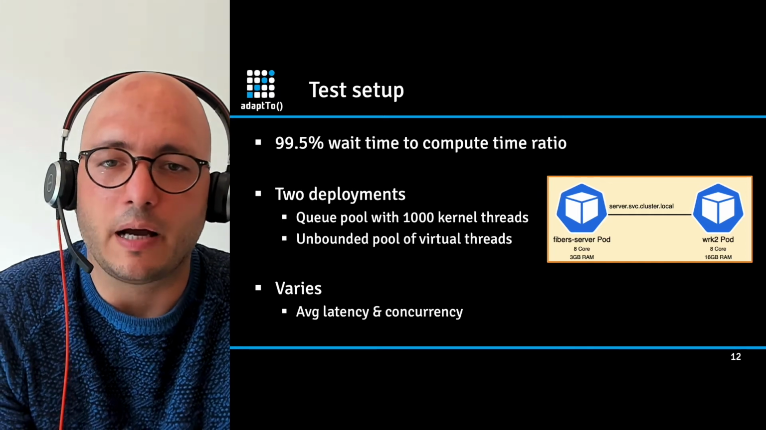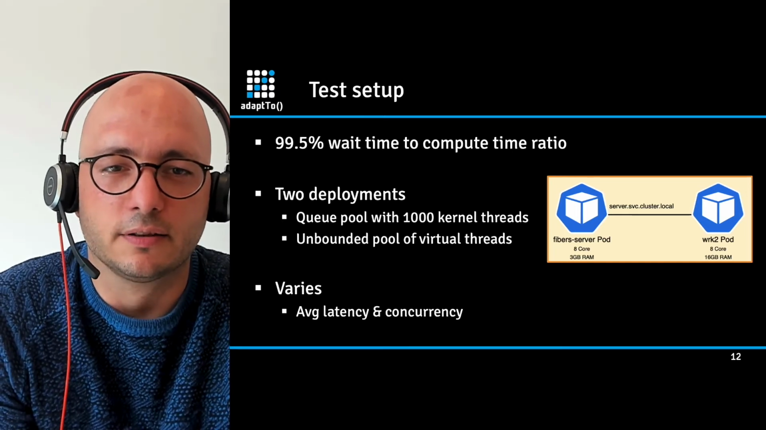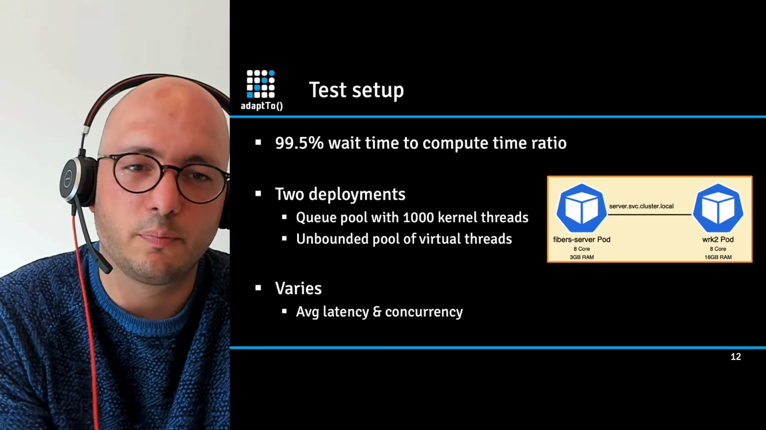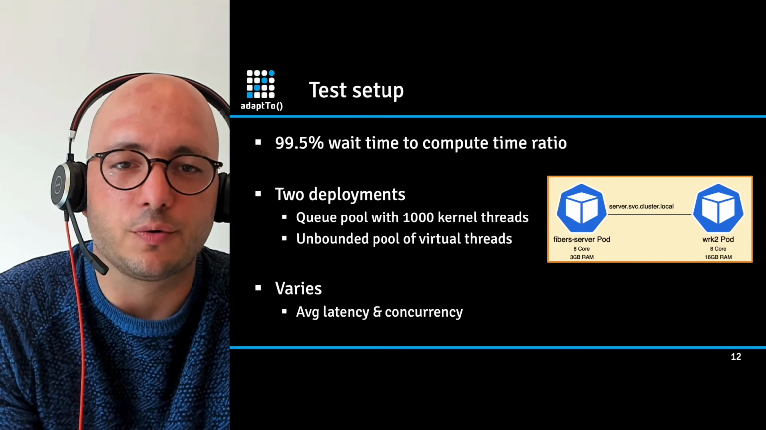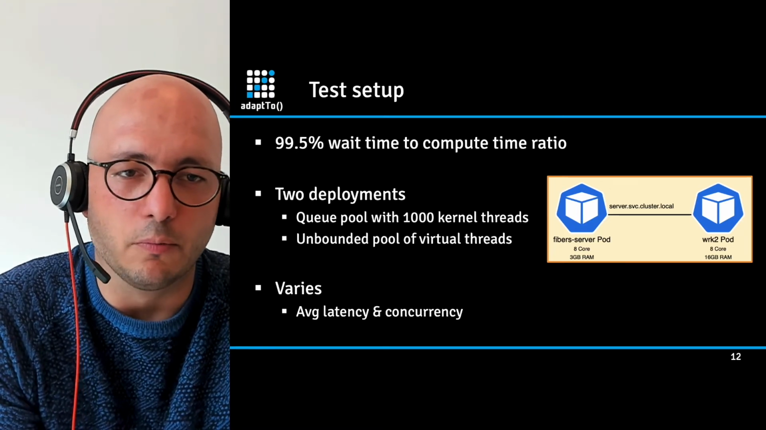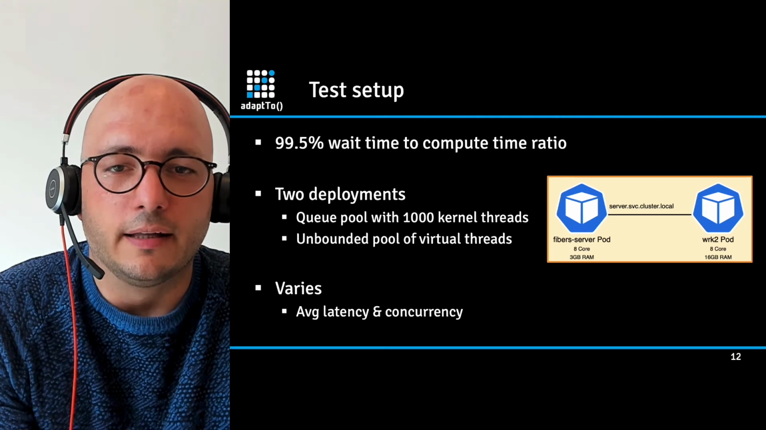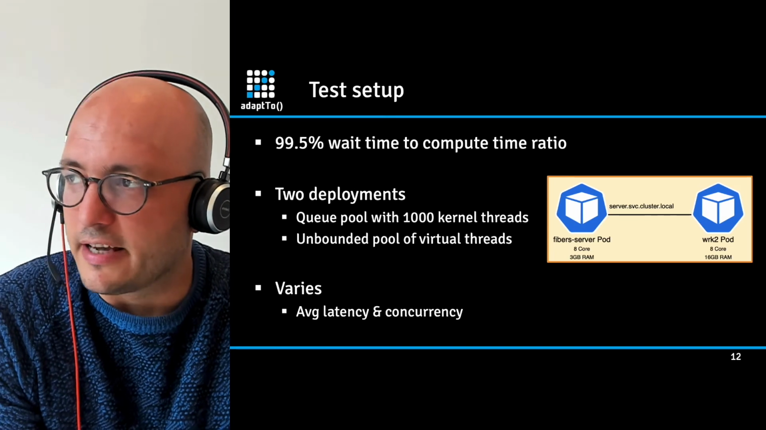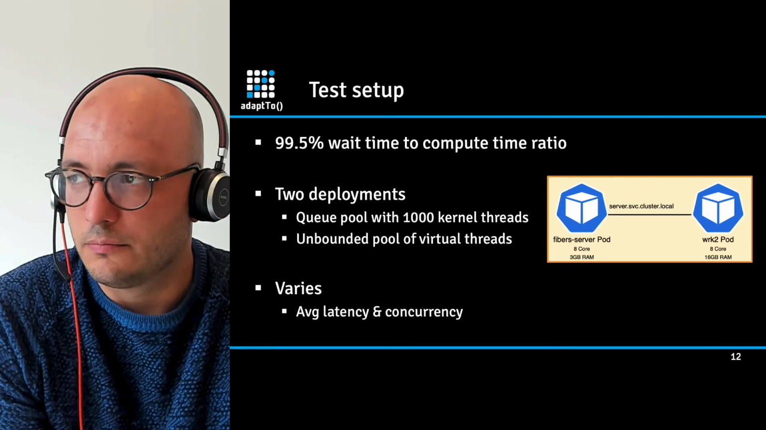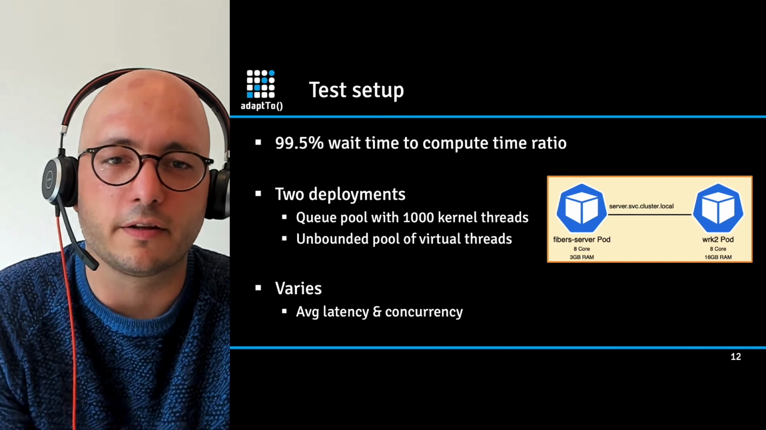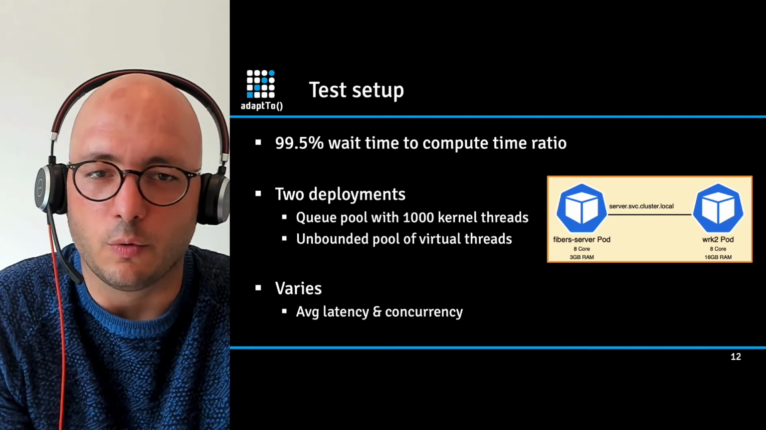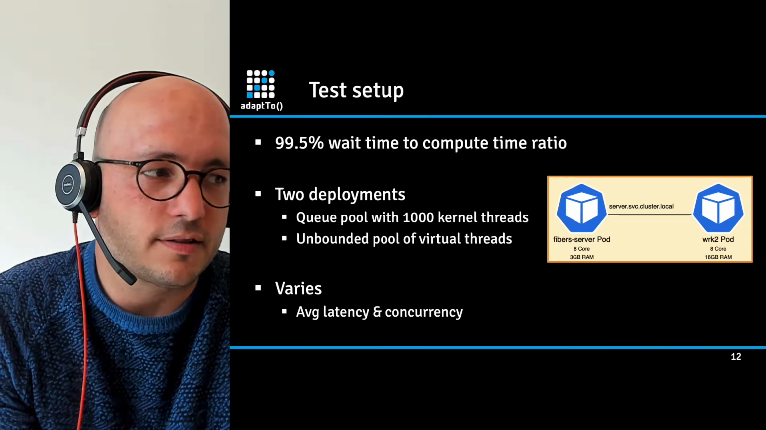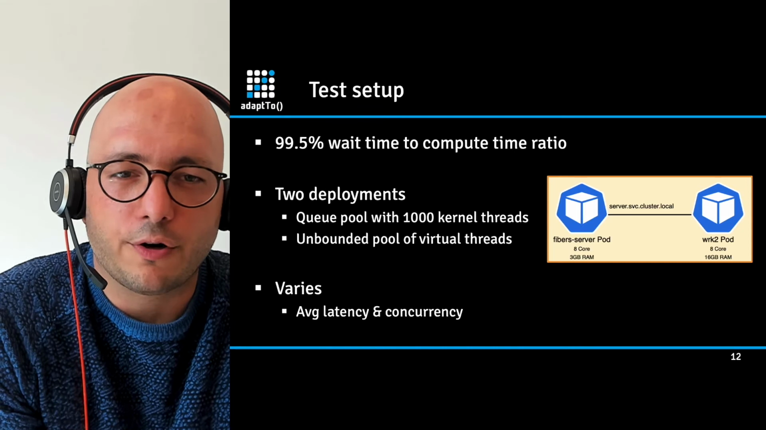For my benchmark, I simulated requests for which the wait time to compute time ratio is 99.5%, so they mostly wait. Then I compared two different setups. One is a standard, default Jetty deployment with a thread pool configured to 1000 kernel threads. 1000 kernel threads is a sensible configuration for this type of workload.